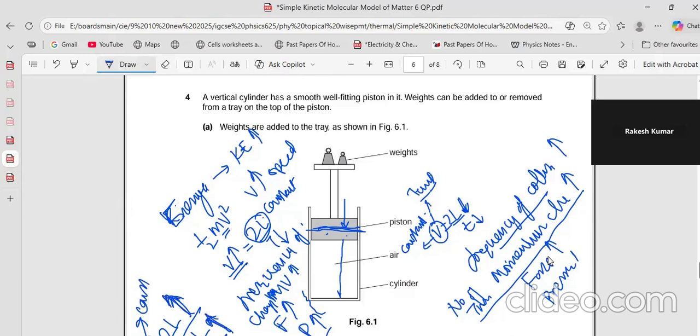Once the time increases, the frequency of collisions falls down, and the momentum change is constant. So now the force will decrease and the pressure will decrease, and it will become equal to the outside pressure and it will stop.